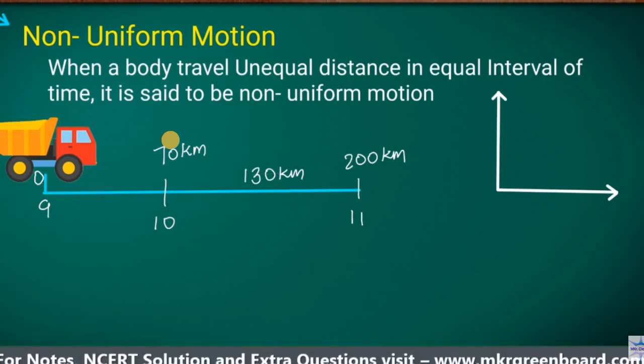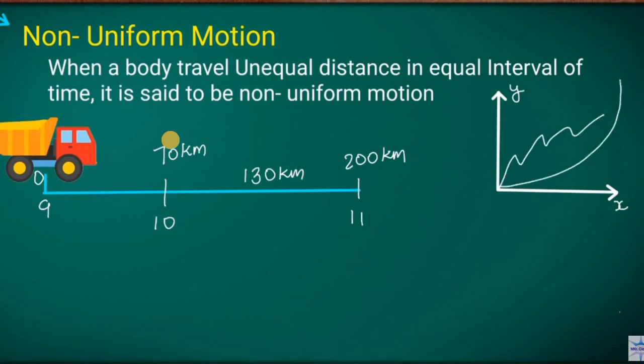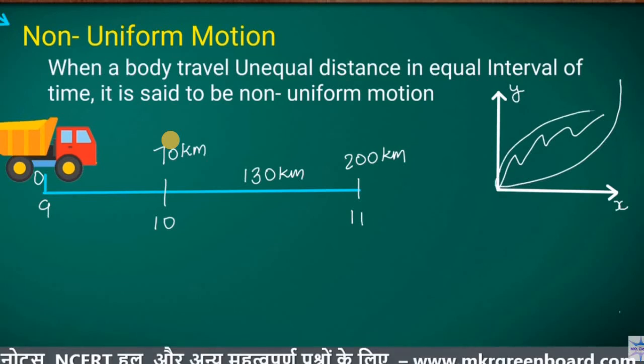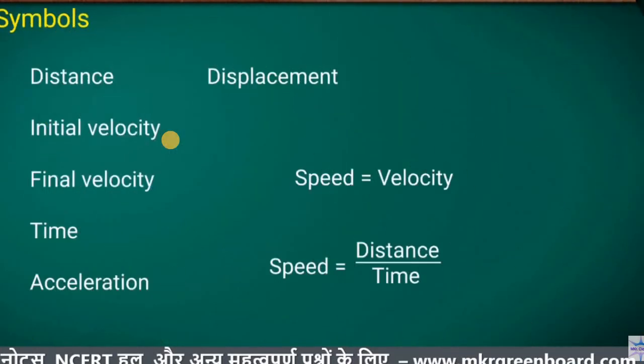So if I draw the graph of distance versus time, then we get an uneven graph. We cannot get a straight line graph. So this kind of motion we consider as a non-uniform motion. When a body travels unequal distances in an equal interval of time, it is said to be a non-uniform motion. Here you can see the graph is not a straight line. It is of an uneven type.